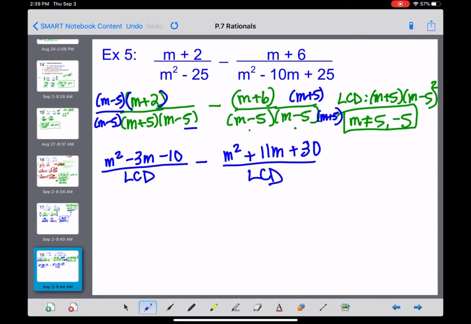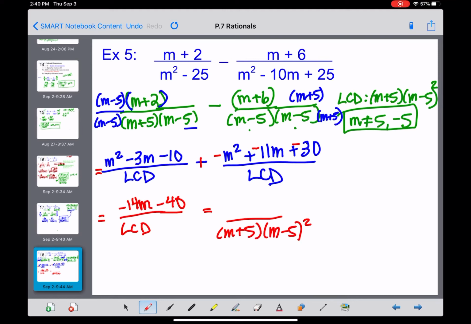And then you want to make sure you go through and distribute that negative. Make sure that gets to all of those pieces. So simplifying here, my LCD is on the bottom, and m squared plus a negative m squared is going to cancel. Negative 3m plus a negative 11m is negative 14m. Negative 10 plus negative 30 is negative 40. So you want to write the actual LCD now. So m plus 5, m minus 5 squared.